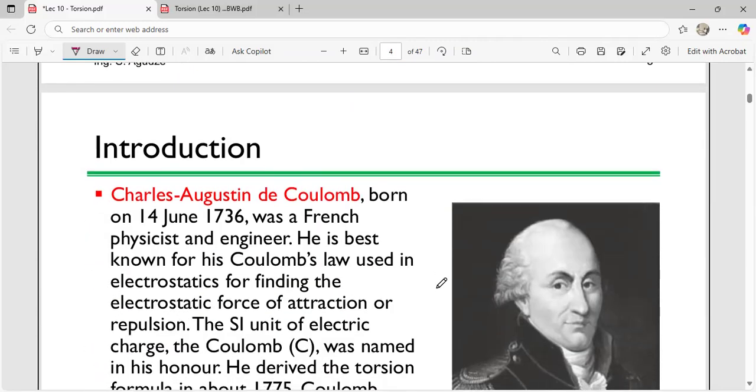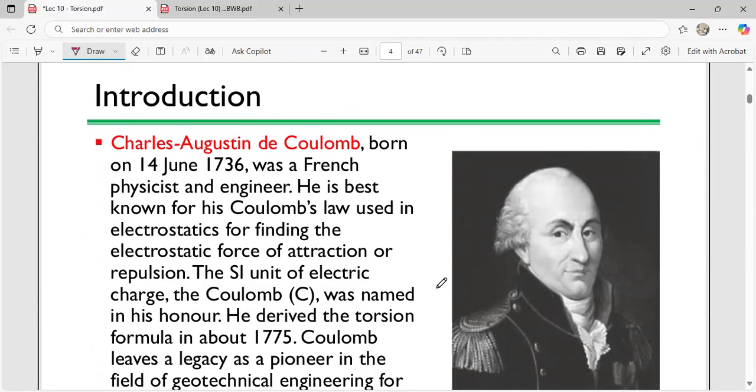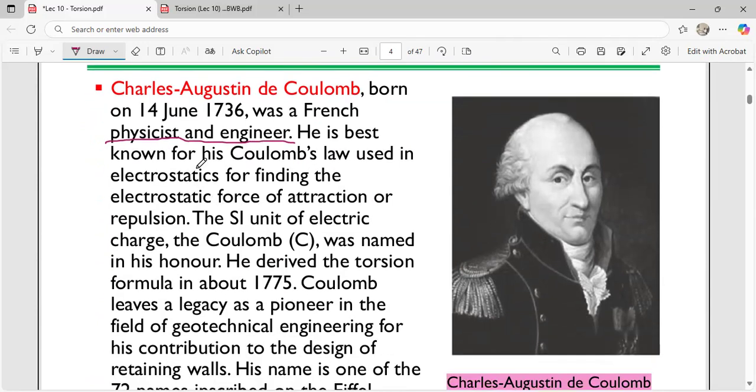In the introduction, we are going to be talking about Charles Augustin de Coulomb. Okay, he was born on 14th June 1736. He was a French physicist and engineer. He is best known for his Coulomb's law used in electrostatics for finding the electrostatic force of attraction, or let's say repulsion.